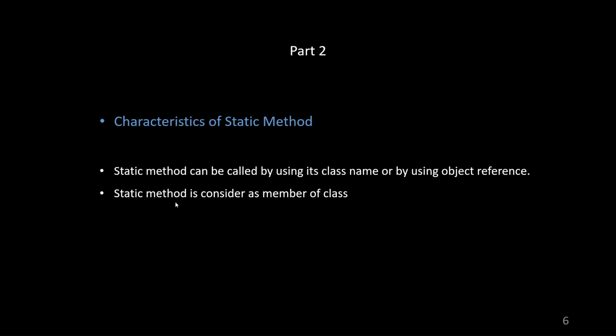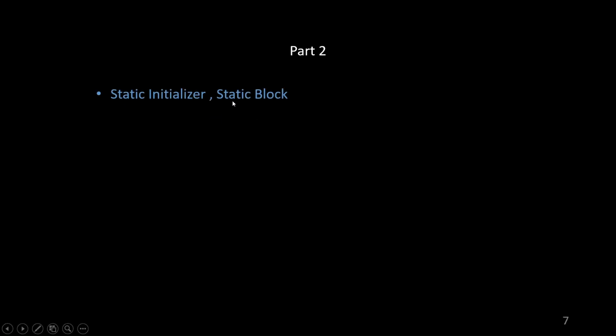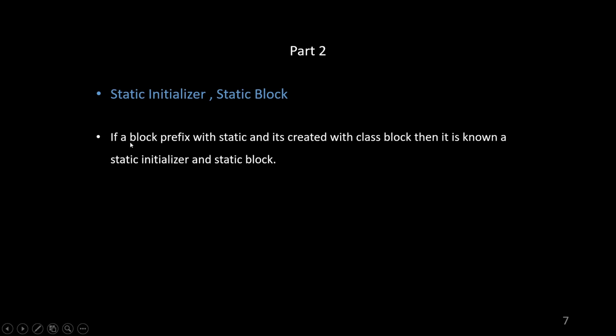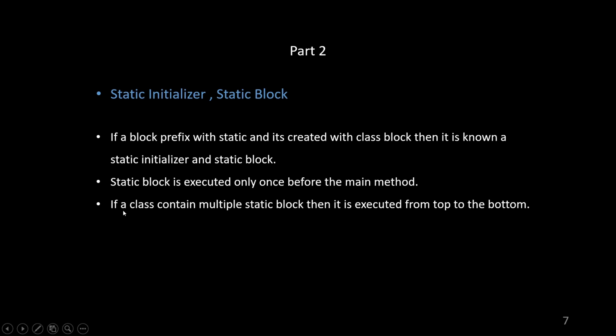And the second one: you know that a static method is considered a member of a class. Now the static initializer and static block. If a block is prefixed with static and it is created within the class, then it is known as a static initializer or static block. A static block is executed only once, before the main method. If a class contains multiple static blocks, then they are executed from top to bottom. These are the characteristics of the static initializer and static block.